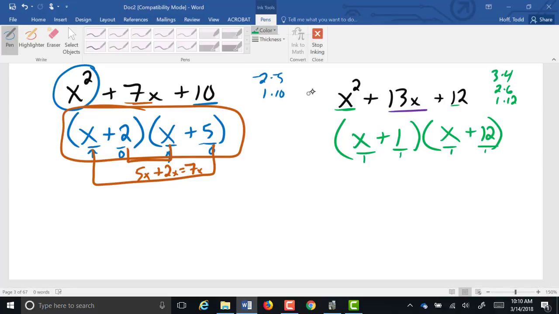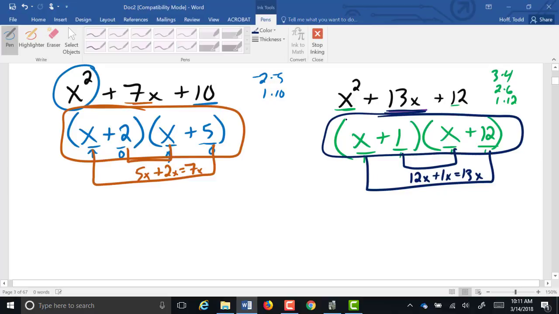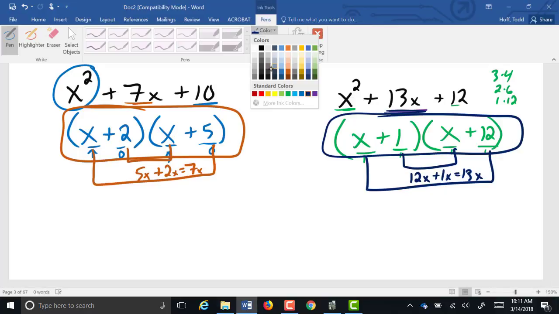Let's double check it. On the outside, x times 12, 12x. On the inside, 1 times x, 1x, which adds up to 13x. That is what we want. So there's our factoring. X squared plus 13x plus 12 is equal to x plus 1 times x plus 12.